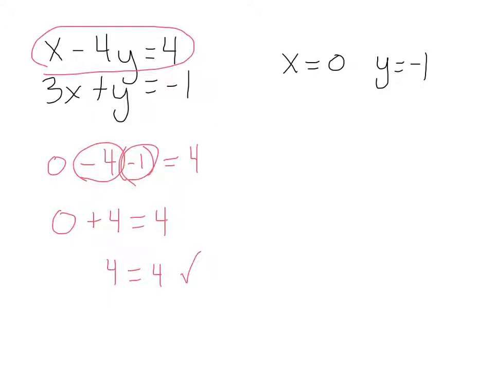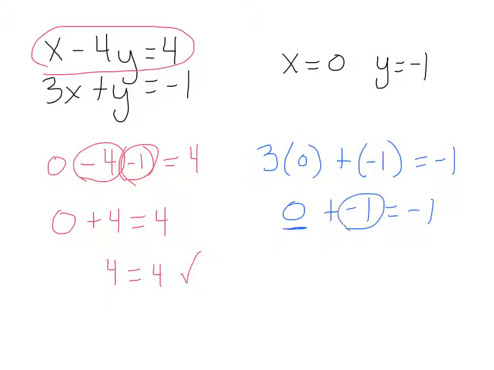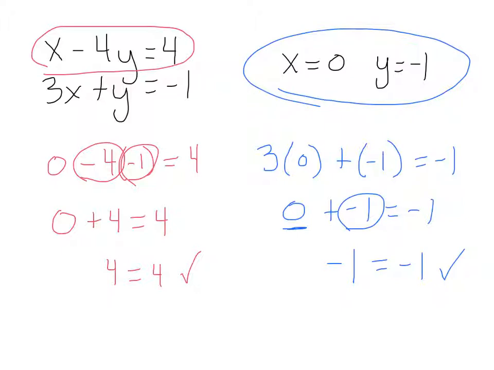So it worked on the top equation, but it also has to work on the bottom. So I'm going to say 3 times 0 plus whatever y is, which is negative 1, must equal negative 1. Now 3 times 0 is 0, so I have 0 plus negative 1 must equal negative 1. Well, if you have nothing and you add negative 1 to it, you still have negative 1. Does negative 1 equal negative 1? So my solution, 0, negative 1, worked on both equations, so you solved that system of equations.